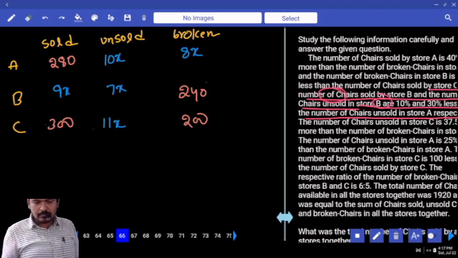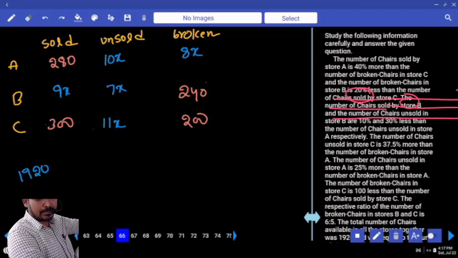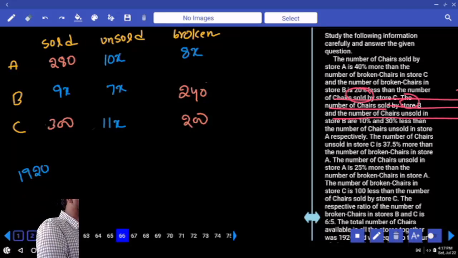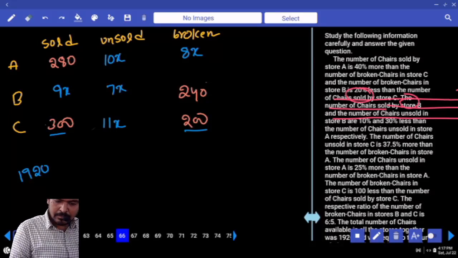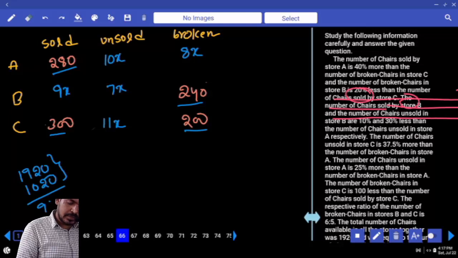Okay. And already we know the total of all the values adds to how much? 1920. In that, we already know 4 values. Subtracting the sum of those 4 values, we get the sum of the remaining values. First 300 plus 200 is 500, plus 240 is 740, plus 280 is 1020. We have 1920 and 1020. What is the difference? 900.